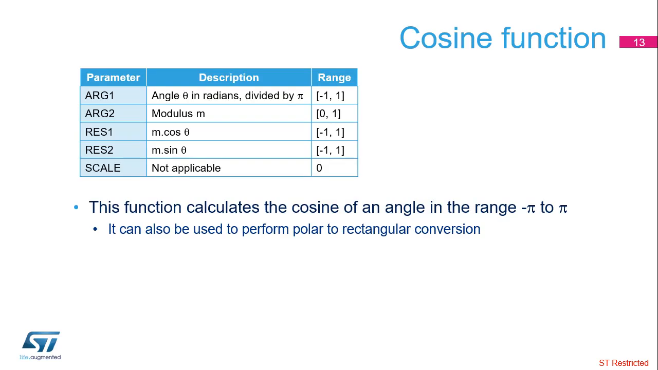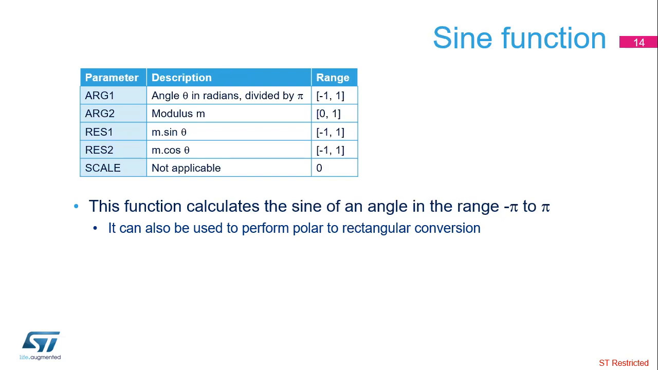This slide describes the features of the cosine function. The primary argument is the angle theta in radians. It must be divided by pi before programming arg1. The secondary argument, m, is the modulus. If m is greater than 1, a scaling must be applied in software to adapt it to the Q1.31 range of arg2. The primary result, res1, is the cosine of the angle multiplied by the modulus. The secondary result, res2, is the sine of the angle multiplied by the modulus.